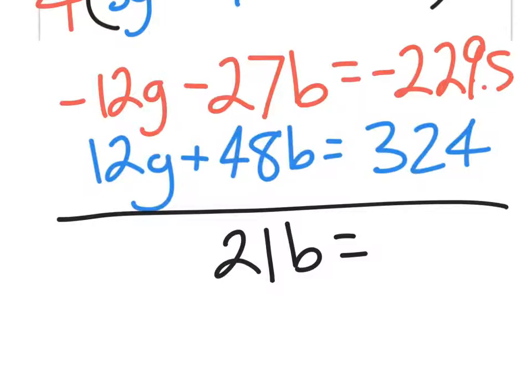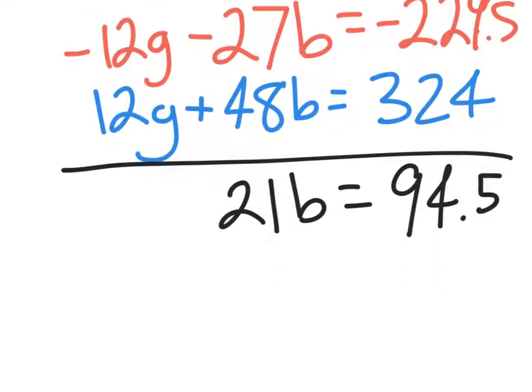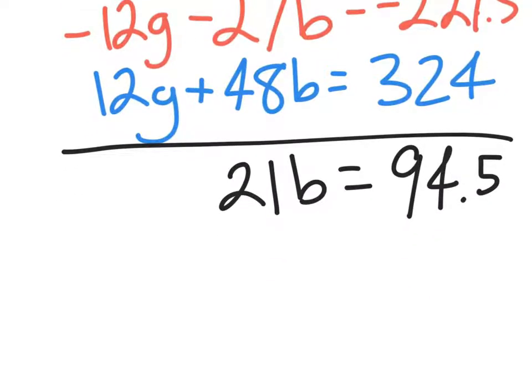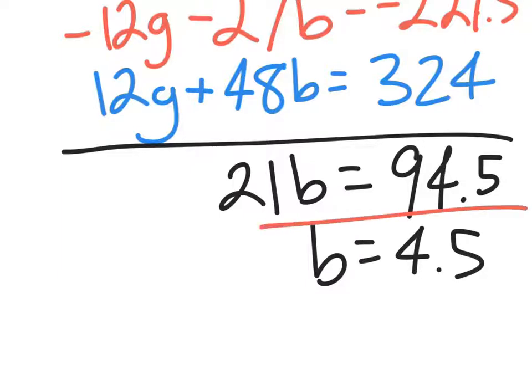You guys, you should be doing this at home along with me. Pause at any given point if you're a little bit confused or you want to do it on your own. And I know that it's 94.5. 94.5 divided by 21 because we're isolating for B. And that's going to give us $4.50. Each ball is going to be $4.50.